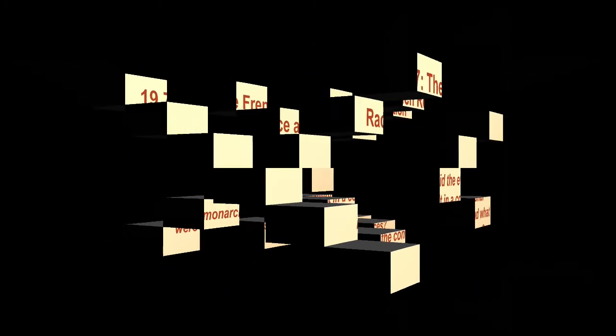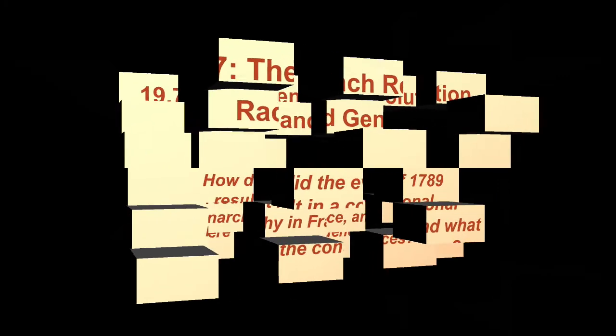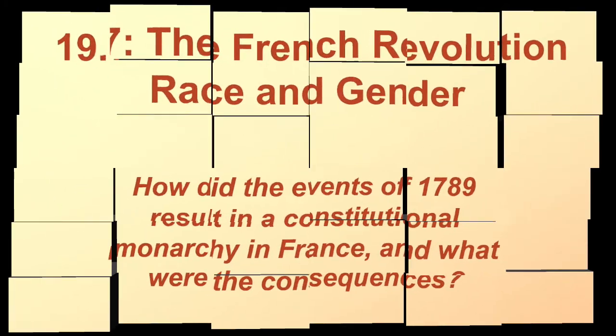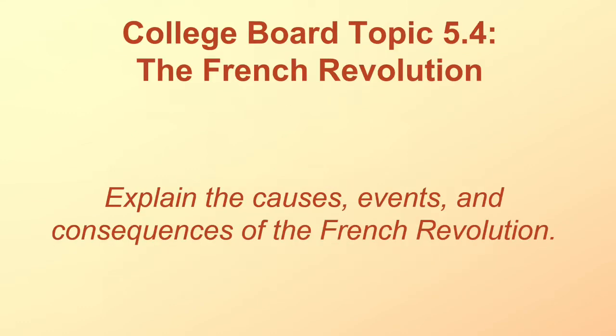This is lesson 19.7, French Revolution, Race and Gender. How did the events of 1789 result in a constitutional monarchy in France, and what were the consequences? And we're really focusing on the consequences here because we're past the year 1789 for the most part.